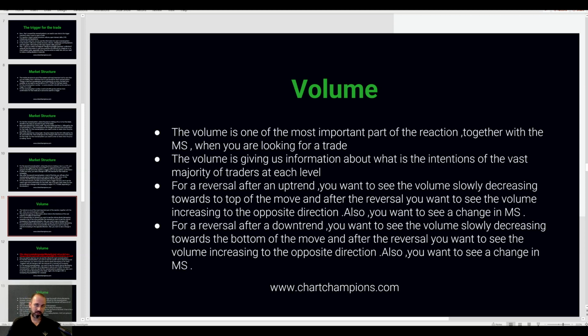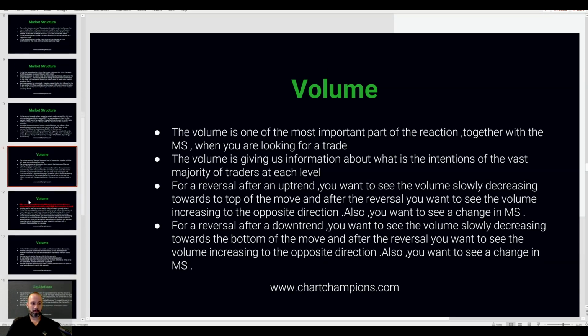Also, you want to see a change in market structure. For a reversal after a downtrend, you want to see the volume slowly decreasing towards the bottom of the move, and after the reversal, you want to see the volume increasing to the opposite direction. Once again, if you see a change in market structure, that information can be used as additional confluence to give you confidence for a trade.